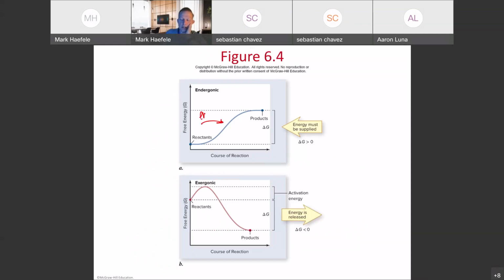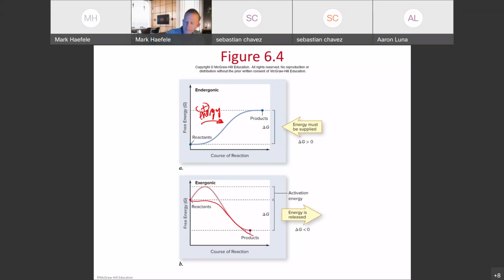We've already seen that with our uphill battle with active transport, where you have to put energy in if we want to get up to the products. So that's going to be a problem. If we need to do this reaction, we have to have some source of energy, which means we have to have a sound energy plan in order to energize this reaction.